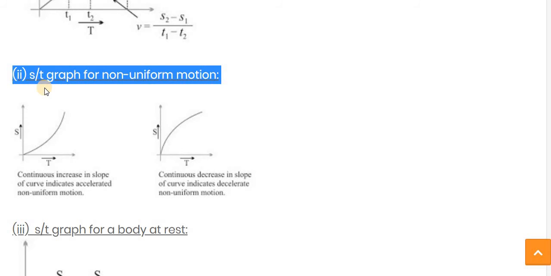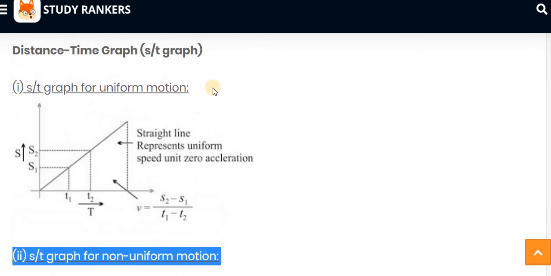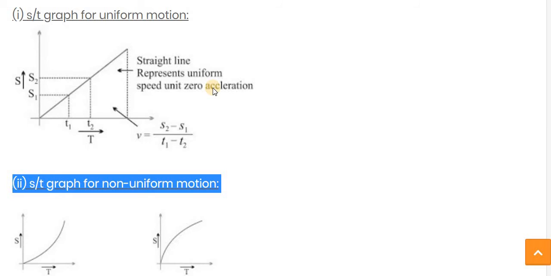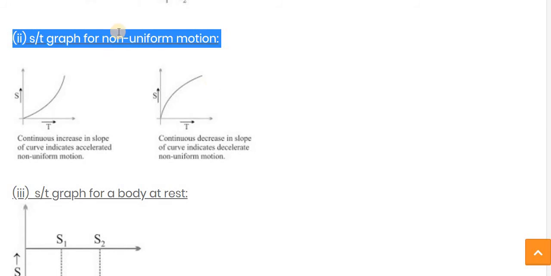Now let's see the second graph. It's a distance versus time graph for non-uniform motion. The first graph that we saw is for uniform motion, when at regular intervals of time the distance covered by the object is the same. At that time we get a straight line, so we consider it uniform motion. Now the second one is non-uniform motion. If the body is in non-uniform motion, it means that in regular time intervals the body covers irregular distances. In that case this kind of graph is used. In the first graph, you can see here an increasing slope.